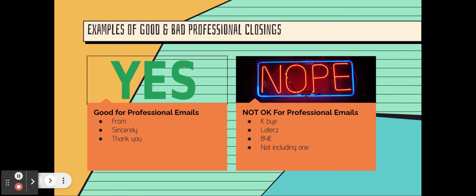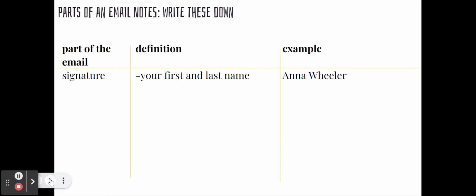And again, I believe you all say Sigma ones for a closing would be from, sincerely, or thank you. Ones that are trash would be K bye, laters, bye, or not including one at all. So stick with the from, sincerely, or thank you. Then, of course, your name, put your first and last name. Teachers would sign that with the classic Miss Maybe.